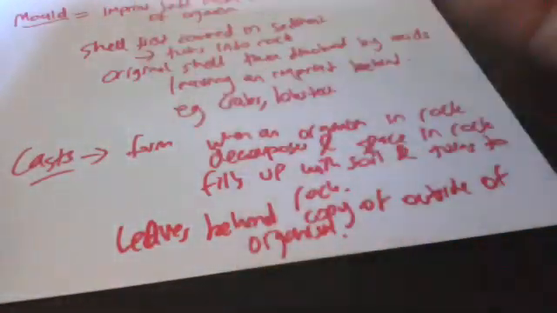An example is a three-dimensional cast of what an organism looks like. An example is a spider trapped in a rock.